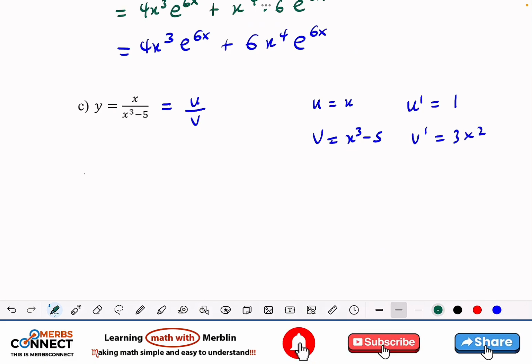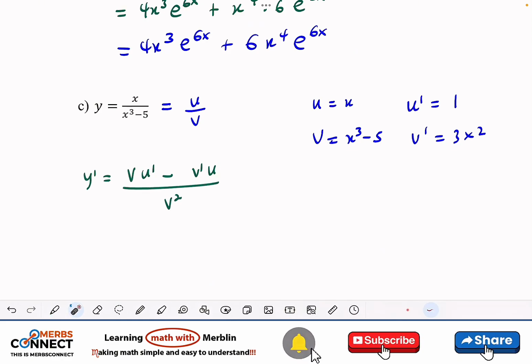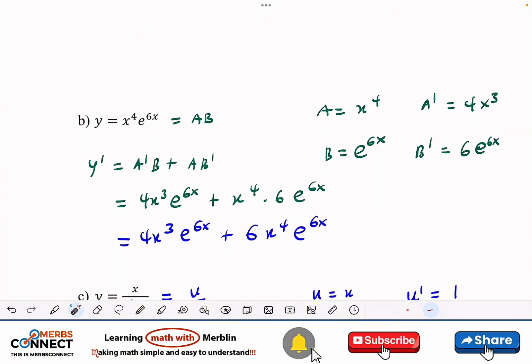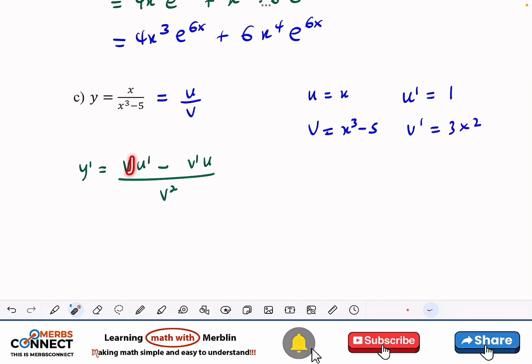Very simple. So now what is y prime? Using the quotient rule, then u prime v minus v prime u divided by v squared. So I maintain v. This is not symmetric. If this one is positive, then I can swap this and that. But because of the minus, always maintain v first. With the product rule, I can decide to swap this and that because it's positive. But this one, always maintain v first. So this is the formula.